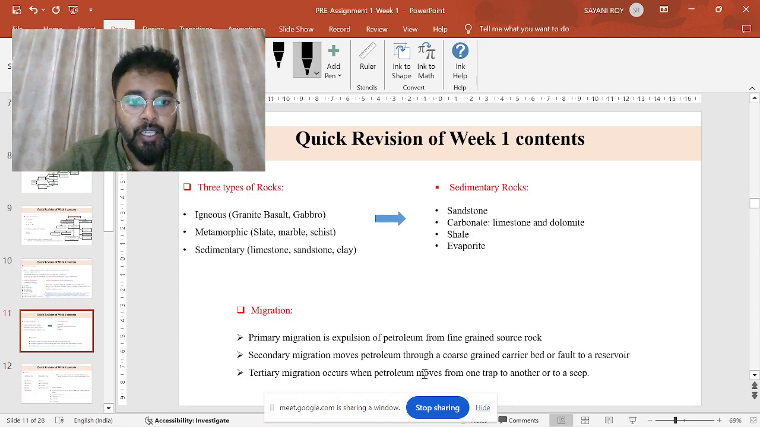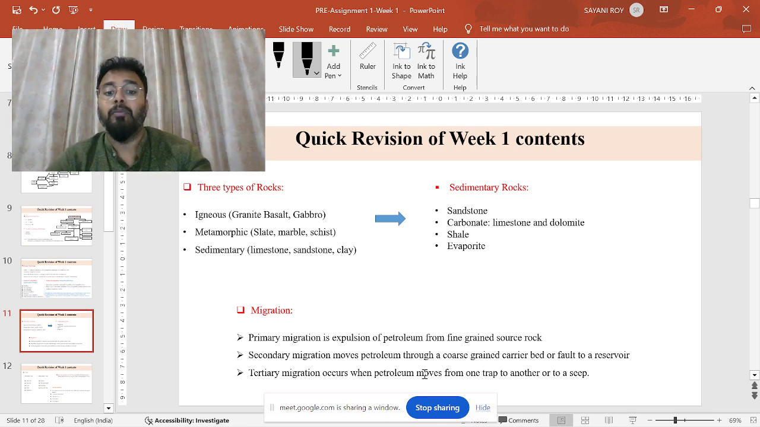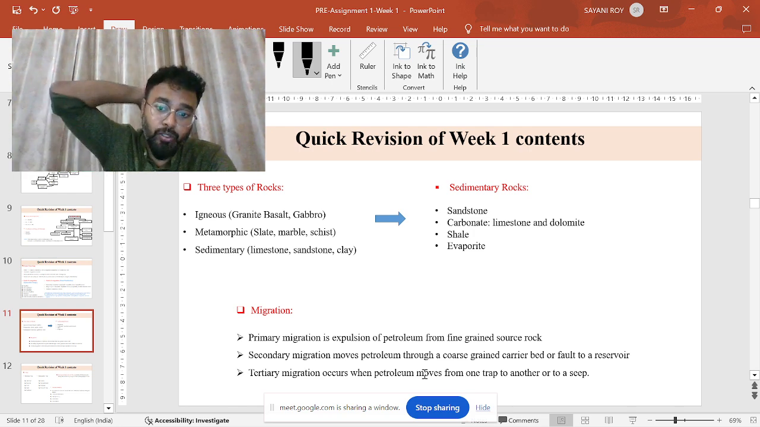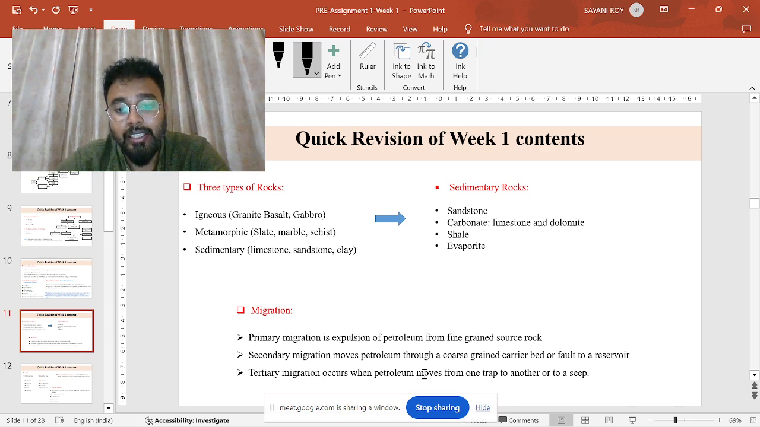Next will be types of rocks. Mainly igneous, metamorphic and sedimentary rocks are present. Igneous rocks are granite, basalt and gabbro. Metamorphic rocks are slate, marble, schist. Sedimentary rocks are limestone, sandstone, clay. These are some examples of the types of rocks. While we are talking about petroleum, we deal with sedimentary rocks. In sedimentary rocks, there are sandstone, then carbonate, and in carbonate there can be limestone and dolomite. Next is shale, and fourth is evaporite.